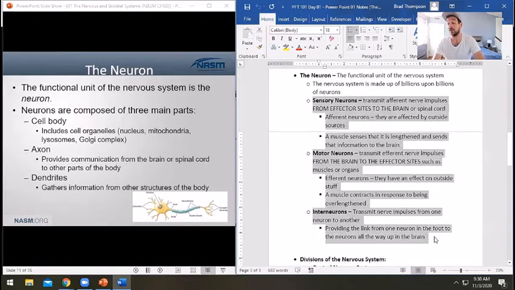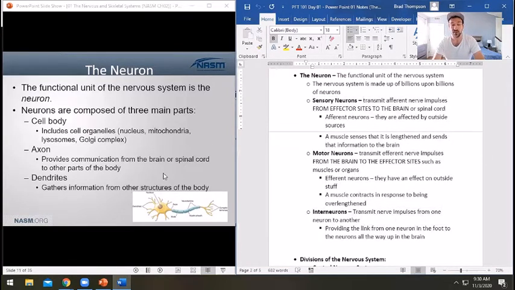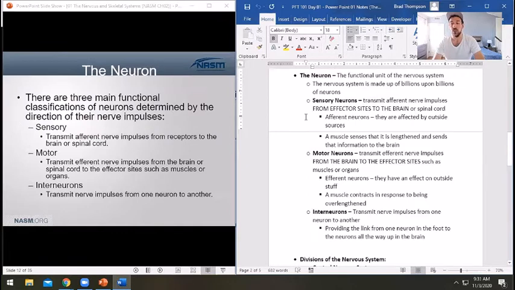And we've got three different major categories of neurons. We've got your sensory neurons, which are going to be neurons that transmit nerve impulses from effector sites to the brain, or they're going to go to the spinal cord. They're going to the central nervous system. So your sensory neurons, like I said earlier, sensory information is coming towards the brain, right?